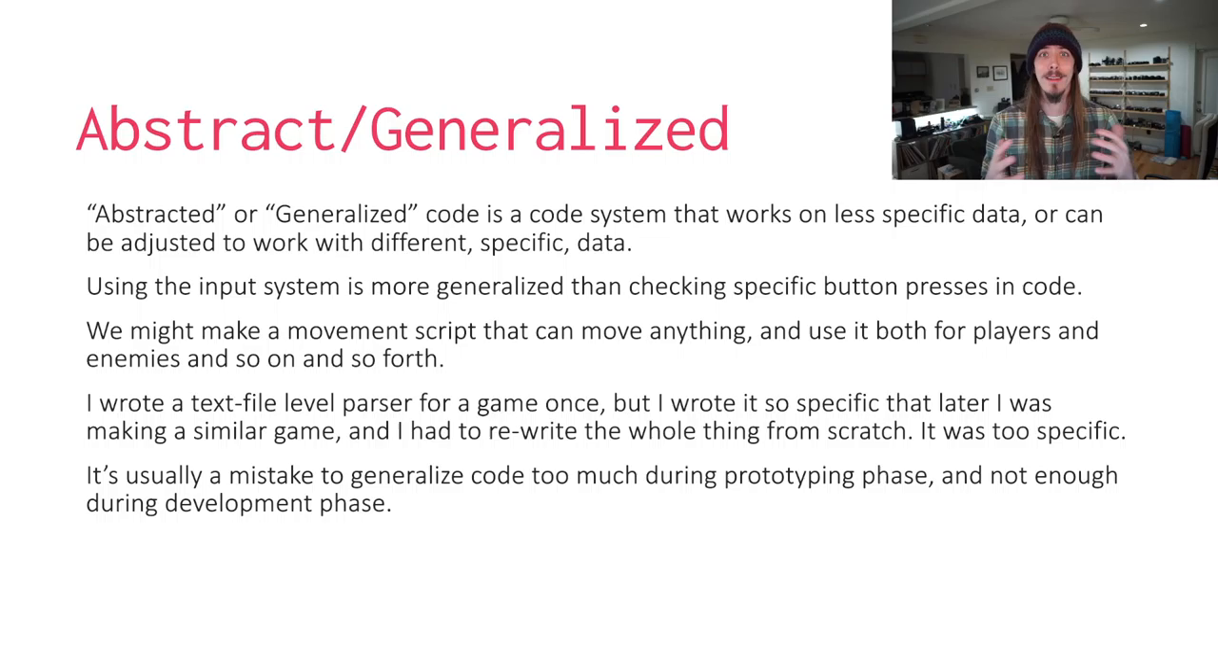So any code that is less specific or that we can use in more places is generalized, and that's a good thing. Using Unity's input system, which allows me to use GetButtonDown, where I can then go to the input system and remap that later, is better than just using GetKeyDown for a keyboard, because it allows me to add gamepad support and make those changes in the future.